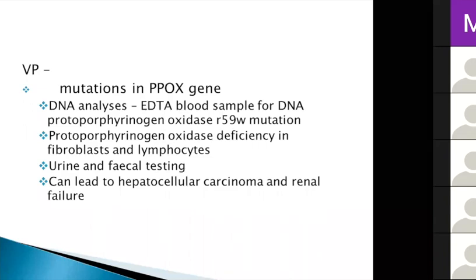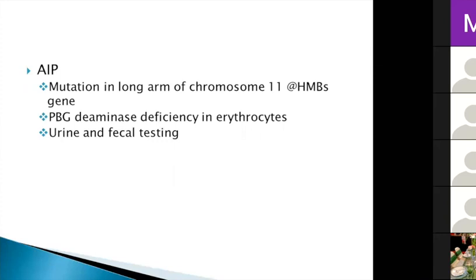Protoporphyrinogen oxidase deficiency can also be seen in fibroblasts and lymphocytes. We should also take urine and fecal assays. This is a very dangerous form of porphyria because these patients can develop hepatocellular carcinoma and renal failure at a later stage. In acute intermittent porphyria, the mutation is in the long arm of chromosome 11 at the hydroxymethylbilane gene.